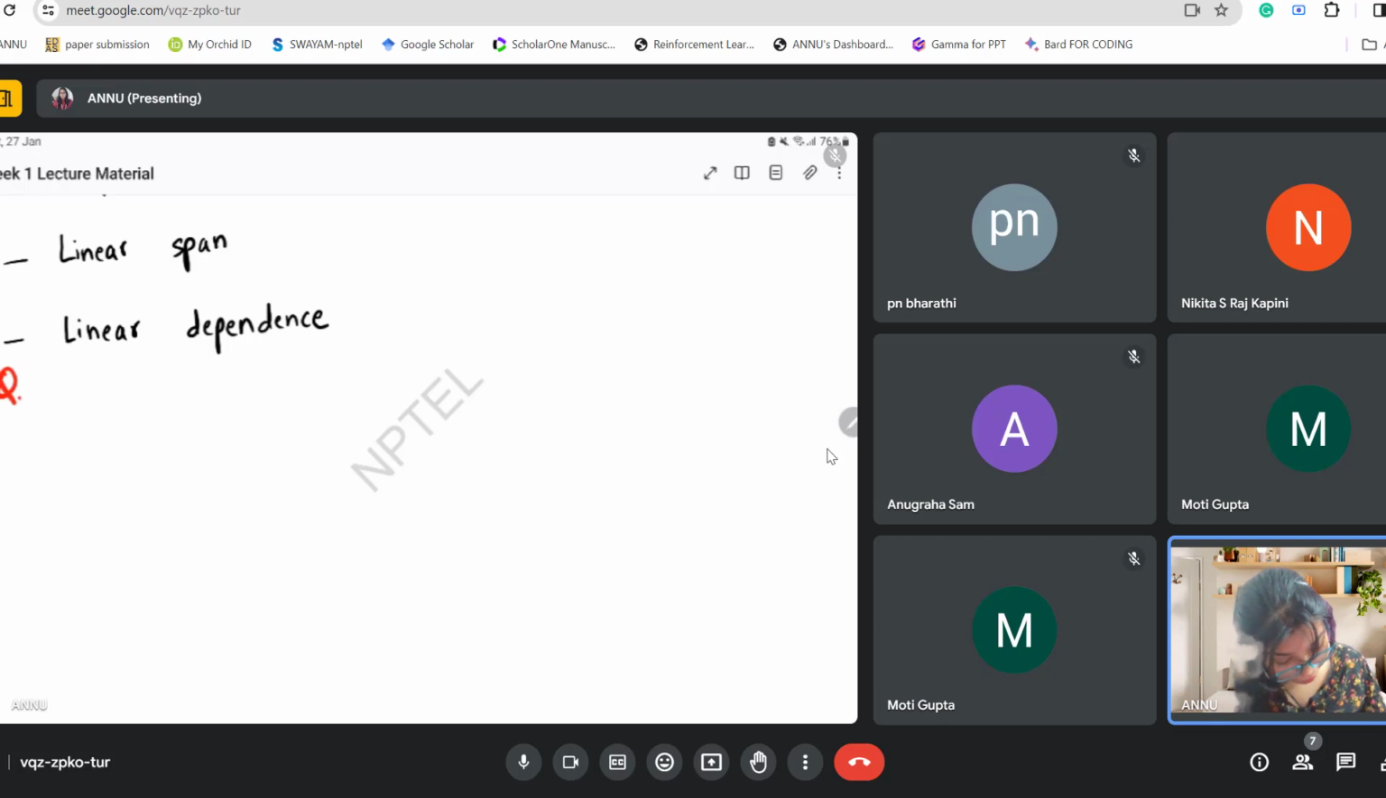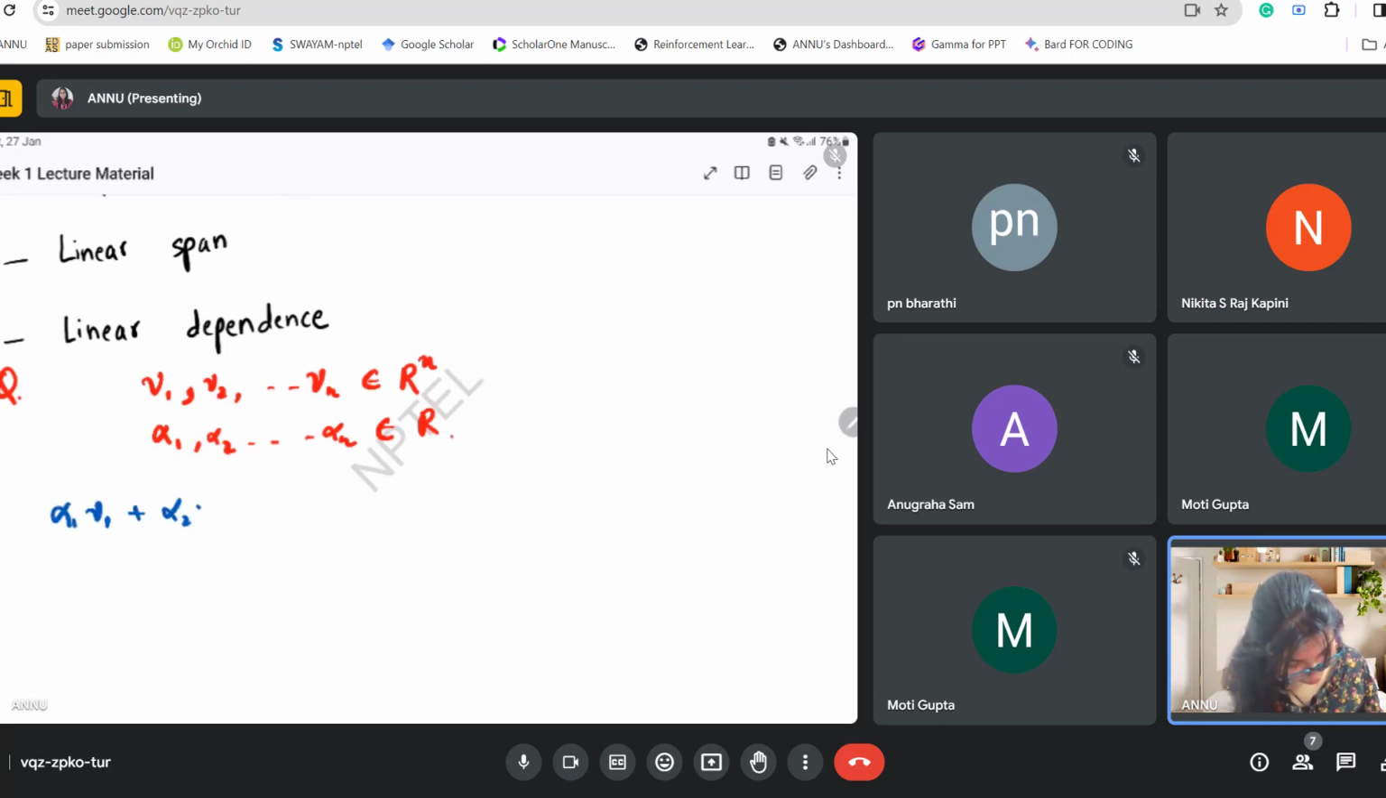Okay, suppose you have vectors v1, v2 till vn belonging to R power n, and alpha 1, alpha 2 to alpha n belonging to R. Then, as we know, alpha 1 v1 plus alpha 2 v2 and so on, up to alpha n vn, is a linear span.